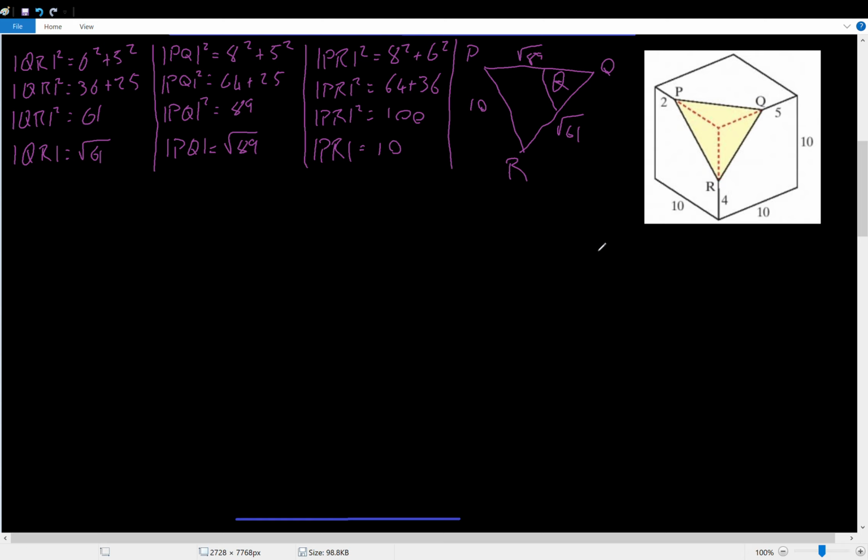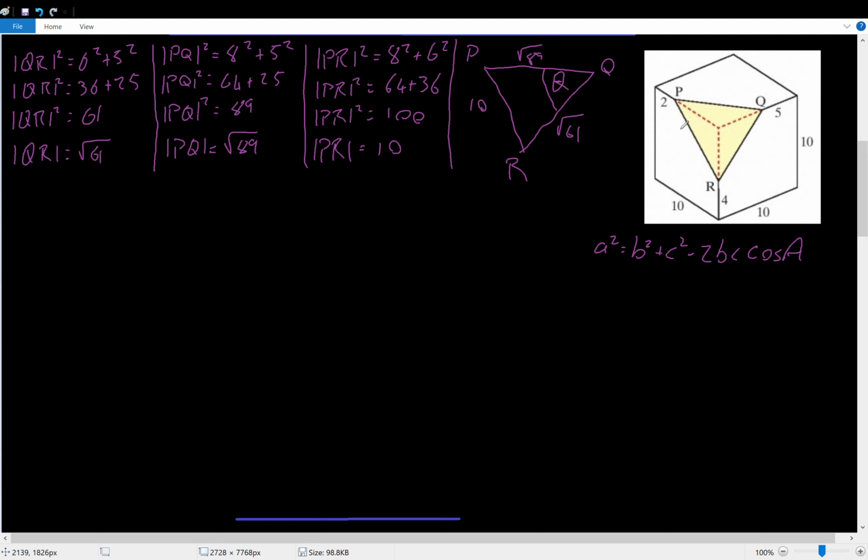And our cosine rule is a squared equals b squared plus c squared minus 2bc cos A. You can see that if we have all three sides of a triangle, then we can use the cosine rule to get the measure of one of the angles. That's exactly what we've got here. We need one of the angles, we've got the three sides. So the sides that are going to match up for this, b and c, are going to be root 89 and root 61. Side a is going to be 10, and cos A is going to be the cos of angle Q.